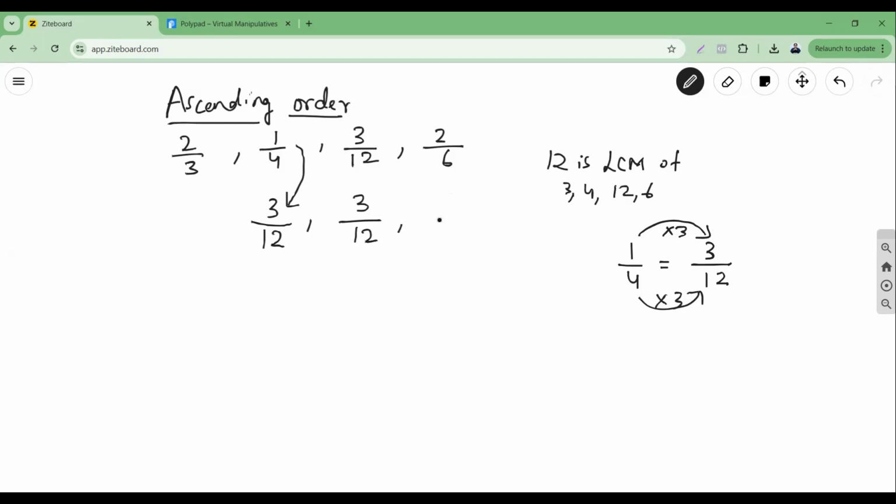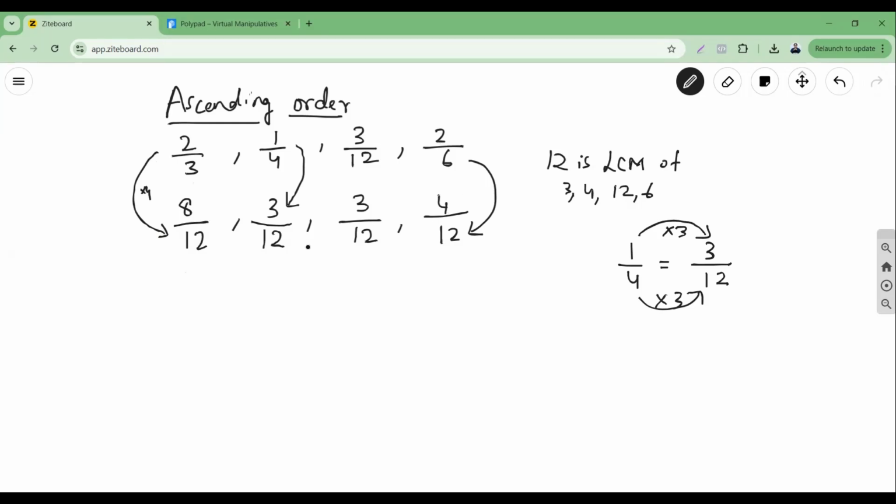How about the next one? I want to change this to 12. So 6 times 2 will give me a 12. Same number of times I have to increase the numerator: 2 times 2 will be a 4. And here again, I wanted a 12, so 3 times 4 is a 12. That means 2 times 4 is an 8. So now 2/3 is the same as 8/12, and 2/6 is the same as 4/12.